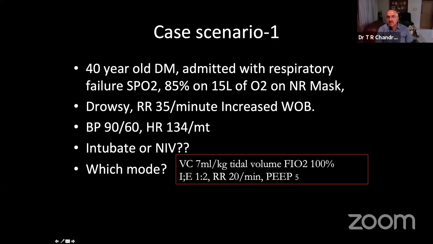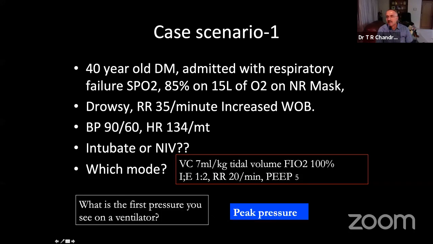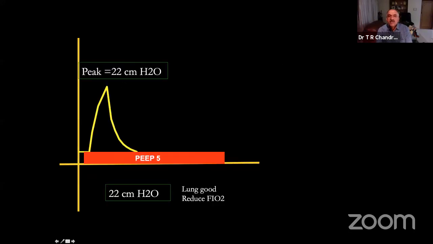I've intubated with 7 ml per kg tidal volume. FiO2 is 100%. IE ratio is 1:2. Respiratory rate is 20 and PEEP is 5. What is the pressure that is readily available on the ventilator? Peak pressure, isn't it? It is displayed. Yes, sir. So now peak pressure is 22 centimeters. What does it tell you? Peak is 22.